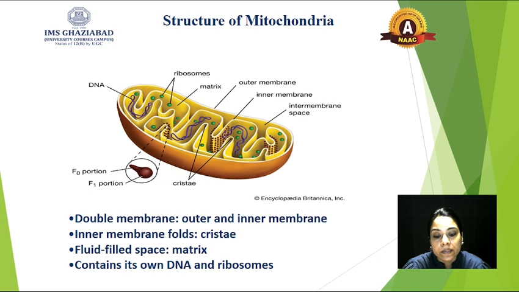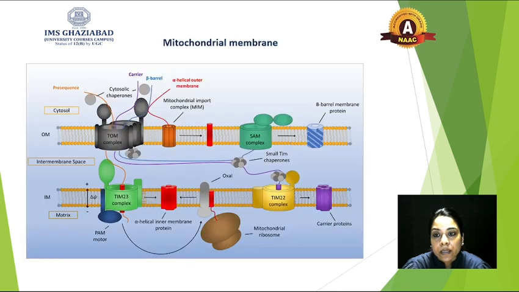The space that is present between the inner membrane and the outer membrane of the mitochondria is known as the intermembranous space. This is the next diagram, the detailed diagram of the inner membrane and the outer membrane of the mitochondria. We can see that below the inner membrane there is a matrix, and just above the inner membrane is the intermembranous space. And the space outside of the outer membrane is the cytoplasmic part of the cell.